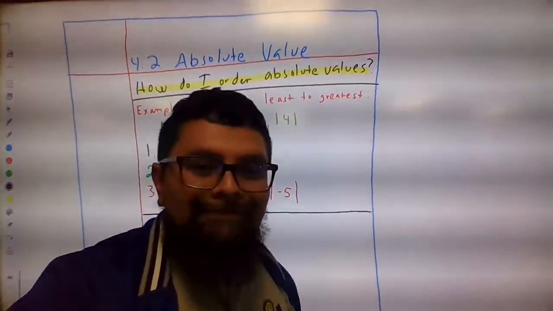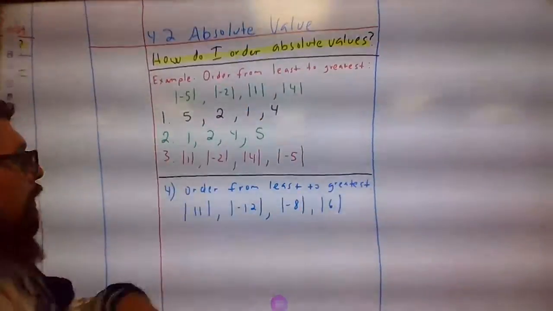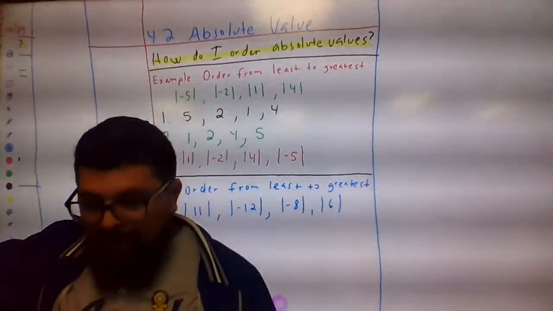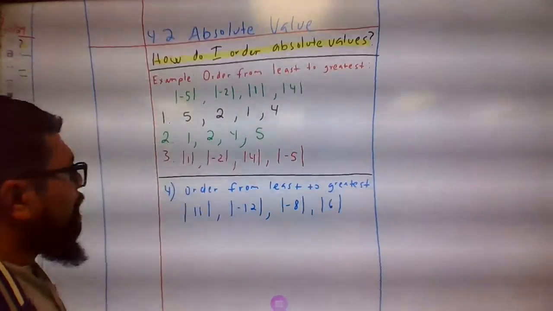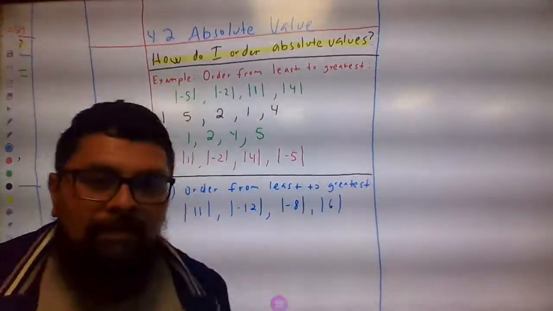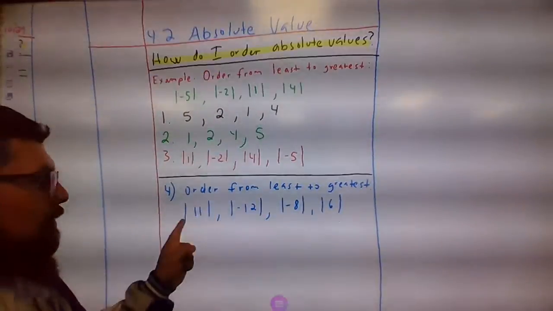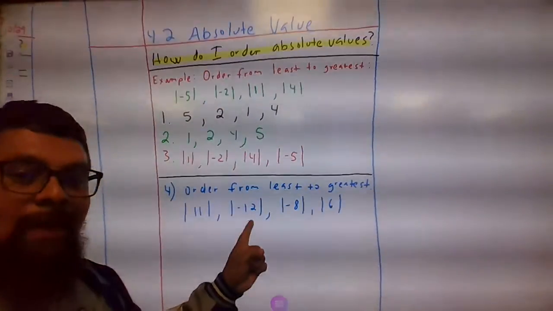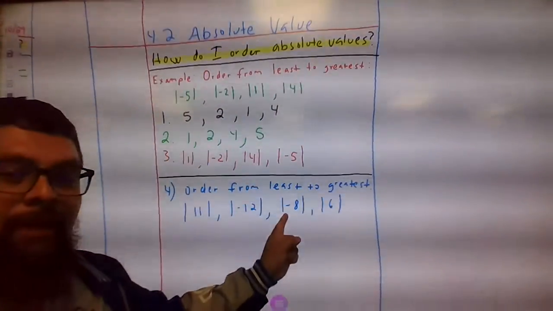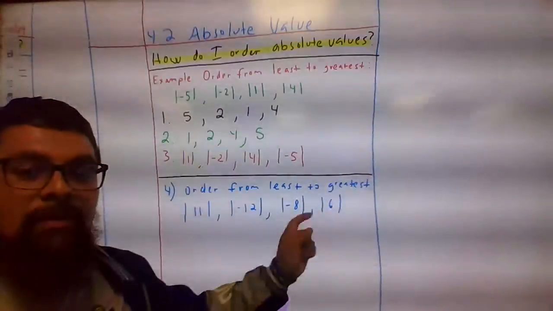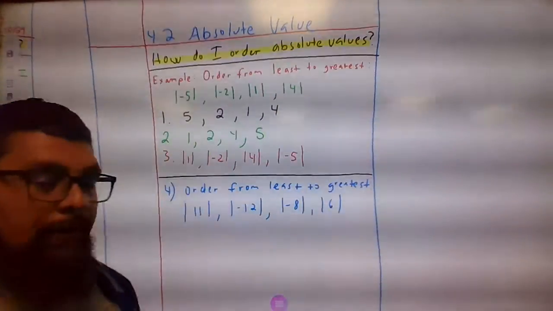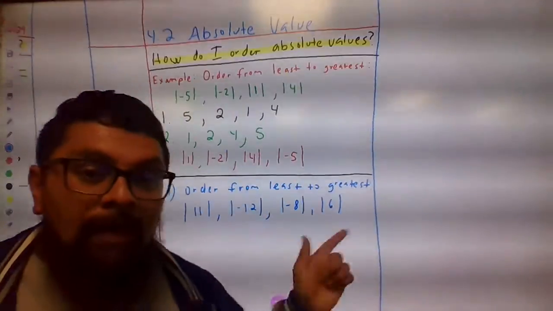All right, guys. So here they are. Number 4, it's the same one that's right here on number 4. Order from least to greatest. We have the absolute value of 11, the absolute value of -12, the absolute value of -8, and the absolute value of 6. Let's put these in order from least to greatest, from smallest to biggest.